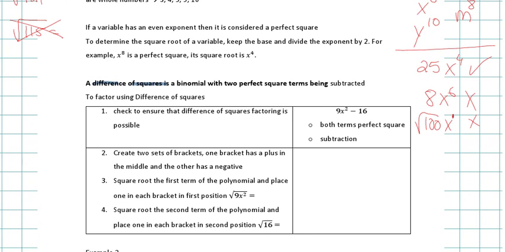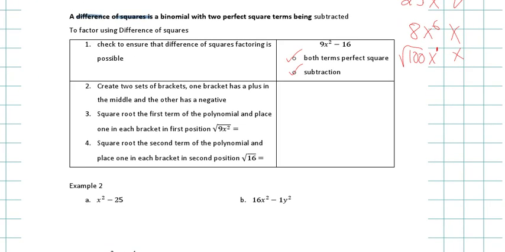So both terms are perfect squares, yes? Can I check mark that? All right. Do I have a subtraction between the two terms? Yes. Good. Then if both of these rules are a check mark, I can follow the following. Here's how I factor this. I'm going to show you the different steps, but technically speaking, at the end, we're going to do it all in one step. To set this up, you're going to set up two brackets. In the first bracket, you're going to put a plus in the middle, and in the second bracket, you're going to put a minus in the middle.